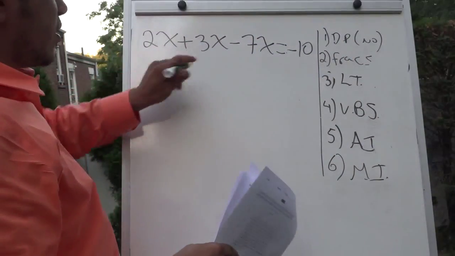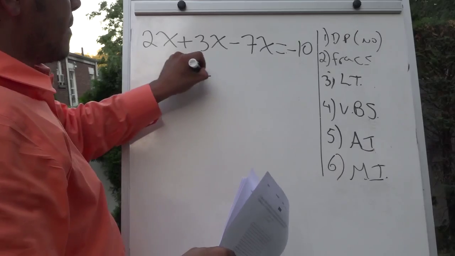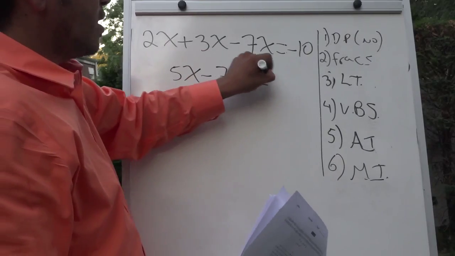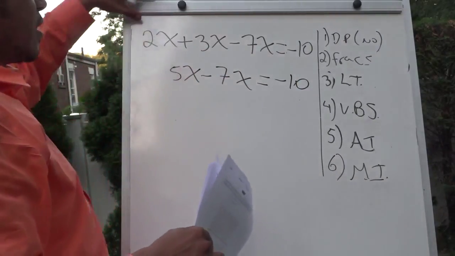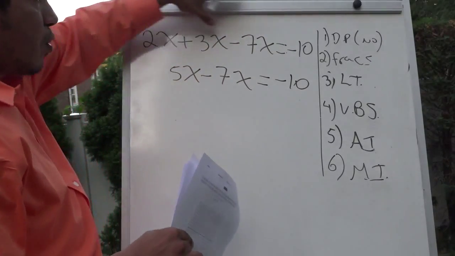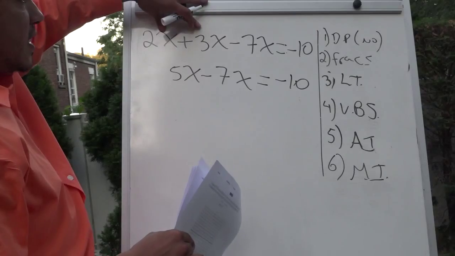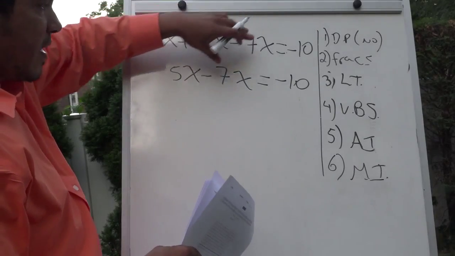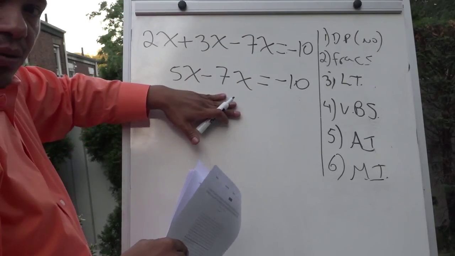So 2x plus 3x is 5x minus 7x equals negative 10. Notice that I didn't want to do all this. I could have done it with no problem. I just want to show you how to do it. So this is 5x minus 7x. They are still like terms, so that's exactly what I'm gonna do.